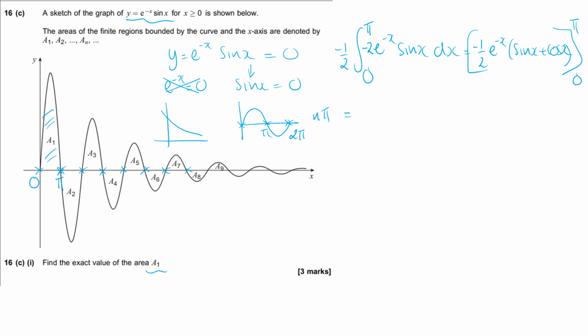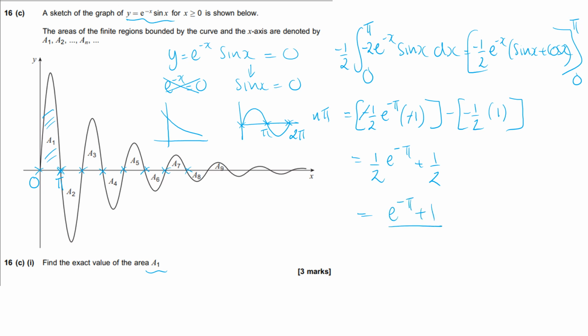So now putting our limits in, put the top limit in first. You've got minus a half e to the minus pi. Now sine pi is sine 180, which is 0, and cos 180 is minus 1. So that's the first limit in. Second one, minus a half e to the 0 is just going to be 1, and then we've got sine 0, which is 0, and cos 0, which is 1. So the minuses here will cancel, and we're going to have half e to the minus pi, and then plus a half, and we can write that as e to the minus pi plus 1 all over 2.